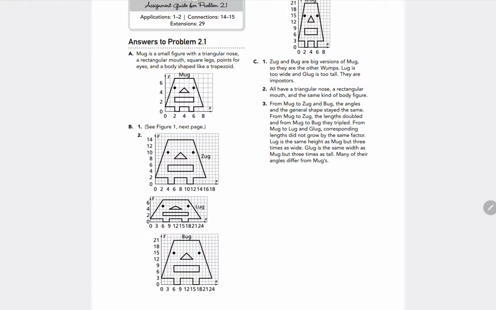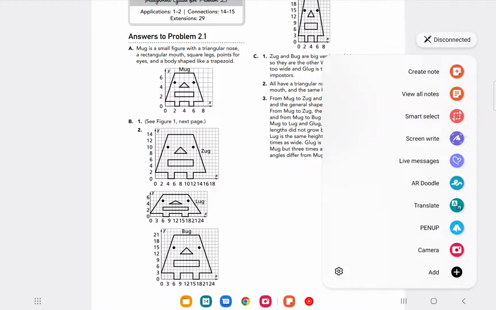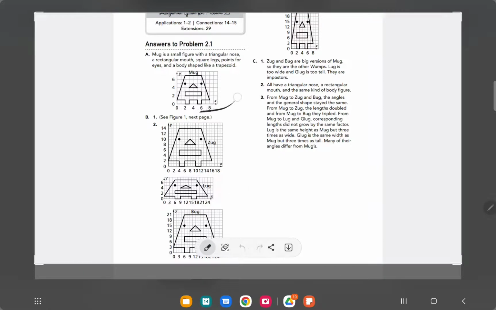So if we're looking at all of these, if you're looking again through the lens of Mug, that is the original family member. Which of these are imposters? Well, Lug is definitely an imposter, and this guy up here, forget his name, is definitely an imposter. Which one is he? Oh, Glug. That's Glug. He was definitely an imposter, right? Because Lug was 3 times wider than he is tall, and then Glug was 3 times taller than he is wide. Those are the imposters.